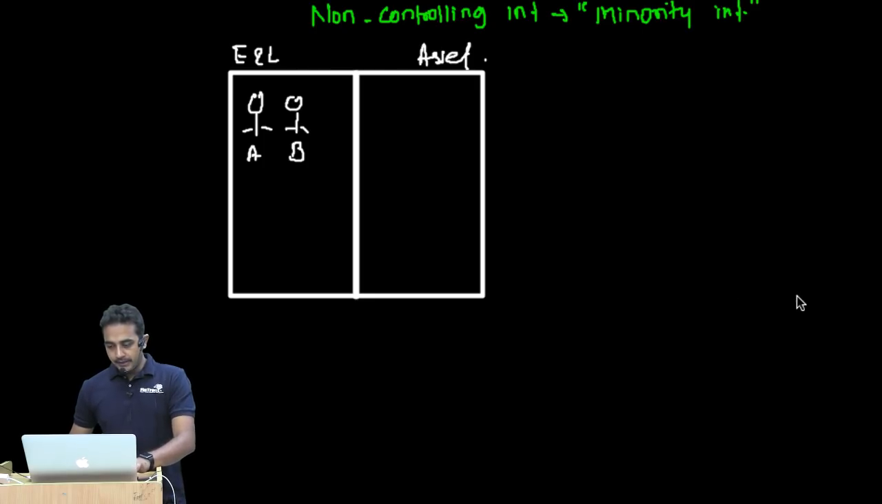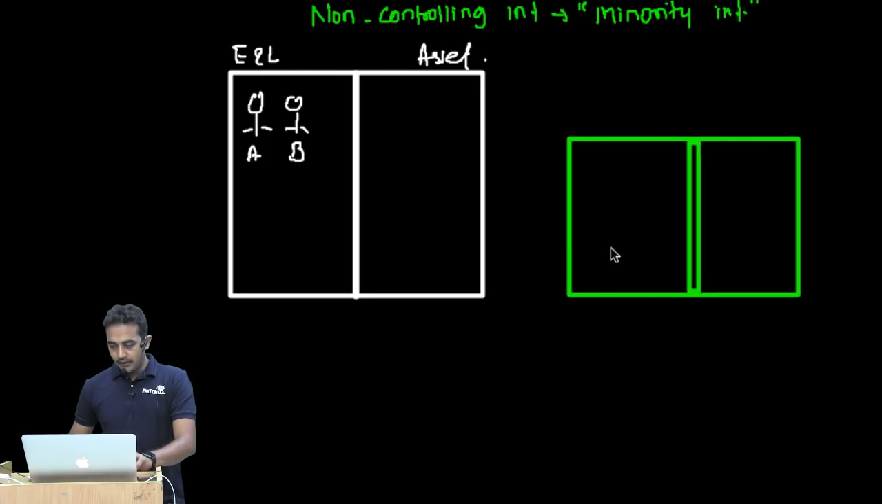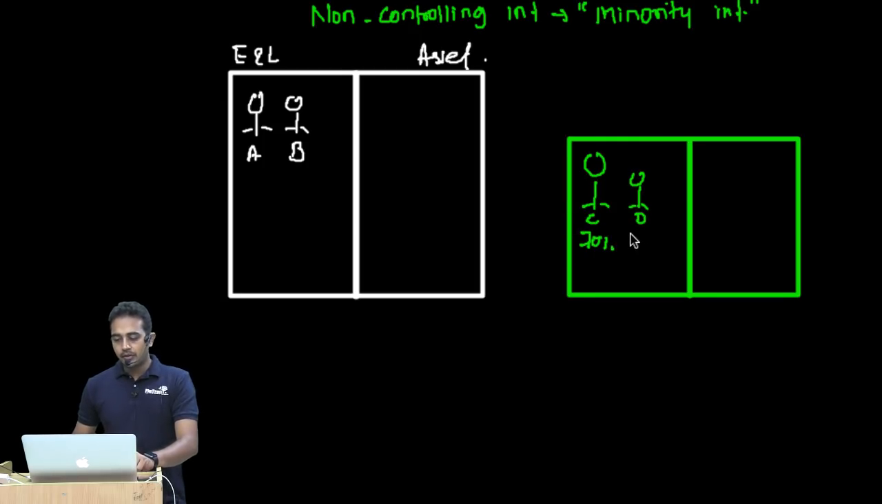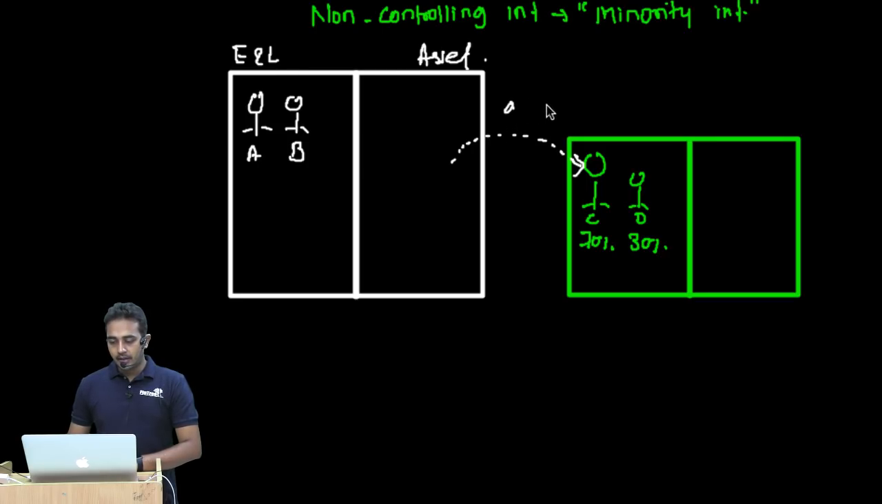Now this is a smaller company, and a smaller company also has two shareholders. Let's call them C and D. Now C has 70% ownership and D has 30% ownership. Now what happens is that this company, the large company, has acquired all the shares of C. That means this company now has acquired 70% stake in a smaller company.